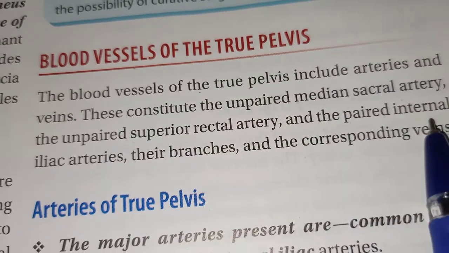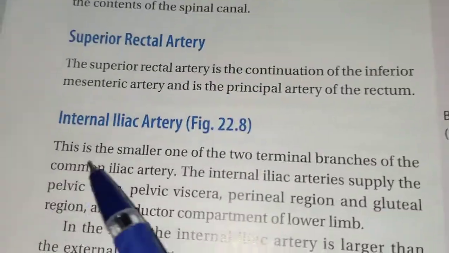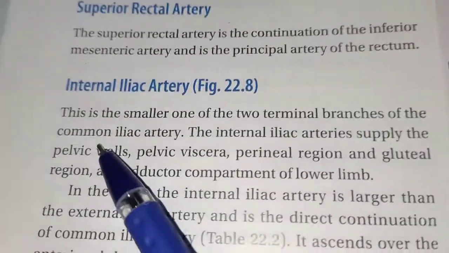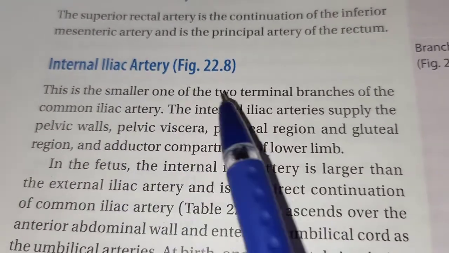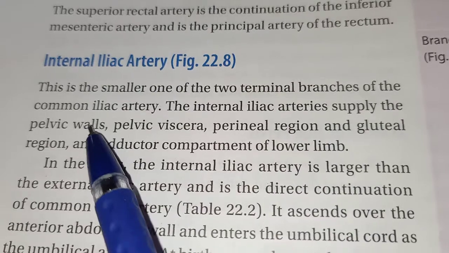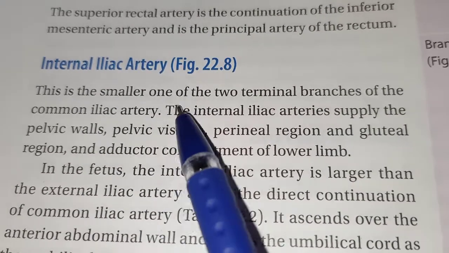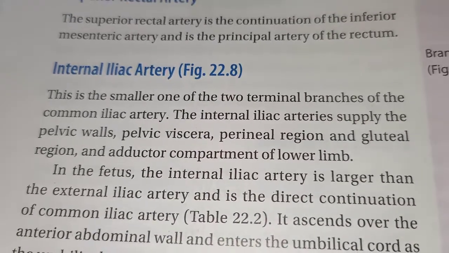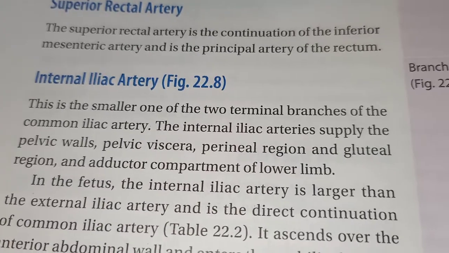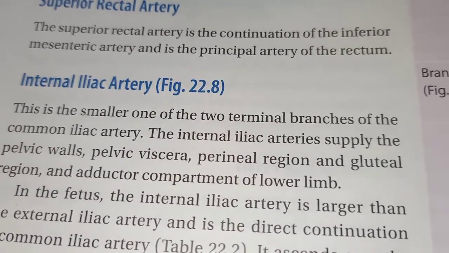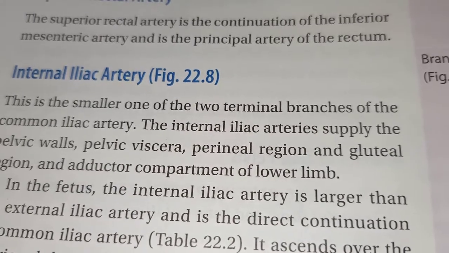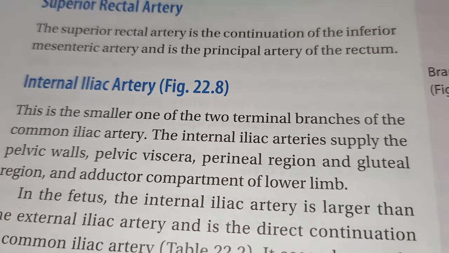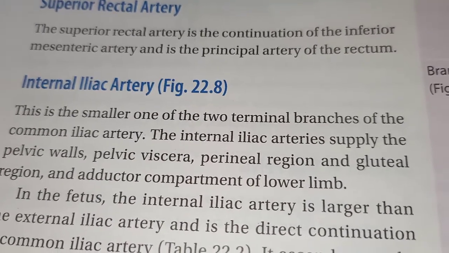The next is the paired internal iliac artery. So we'll talk right now about the internal iliac artery. What is the internal iliac artery? This is the smaller one of the terminal branches of the common iliac artery. As you all know, the abdominal aorta bifurcates about 2.5 centimeters below the umbilicus into two terminal branches, that is, the common iliac arteries.